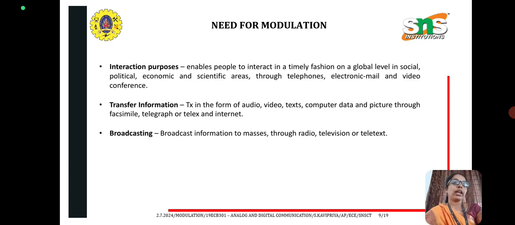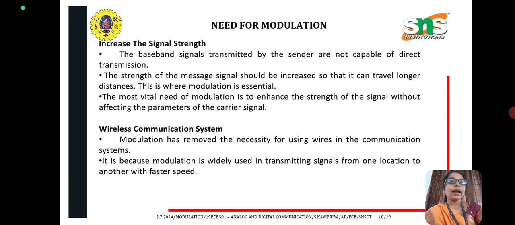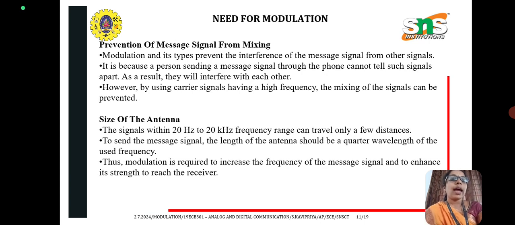The need for modulation is that for interaction purposes we require modulation. For transfer purposes we require modulation. For broadcasting purposes we require modulation. To increase the signal strength we go for modulation. For wireless communication systems we go for modulation. And for prevention of the message from mixing with other signals we go for modulation. So it prevents the interference of the message signal from other signals.